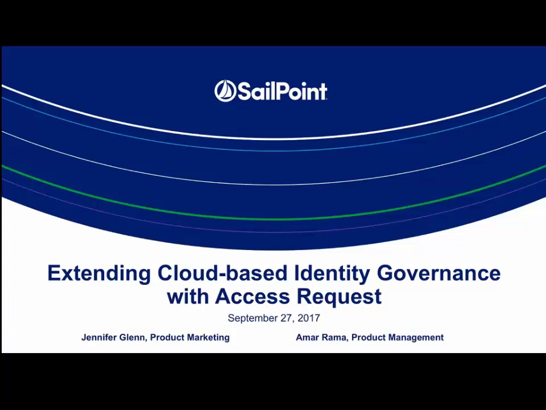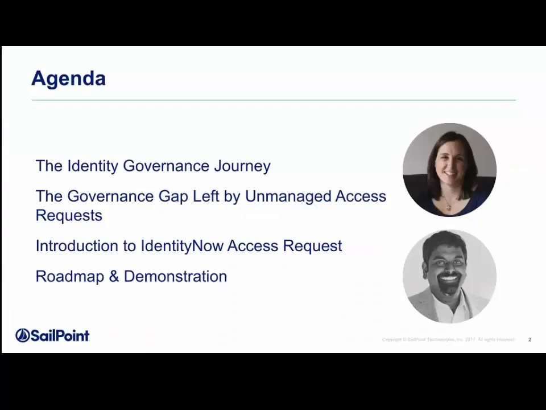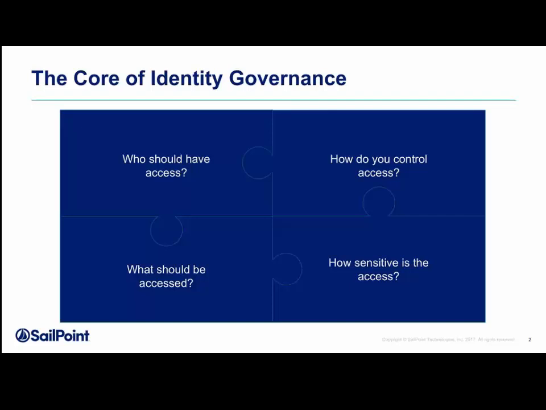So we're going to just really quick go through an agenda just to make sure you know that you're on the right webcast. We're going to start off with a quick talk about the identity governance journey, really what it's all about. That way we can set up what these gaps are that are left over by unmanaged access requests. Then we'll introduce our access request service, which is the new service capability that we have launched for IdentityNow. And then Amar's going to finish us off with a roadmap and a demonstration to really show you how this works.